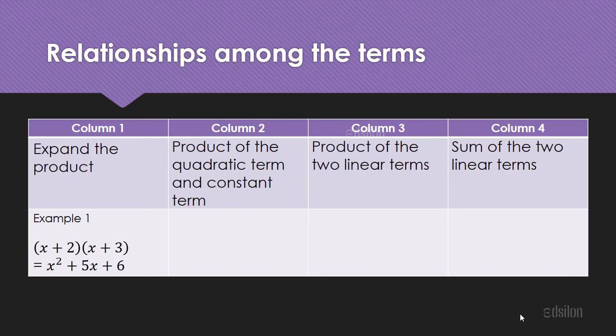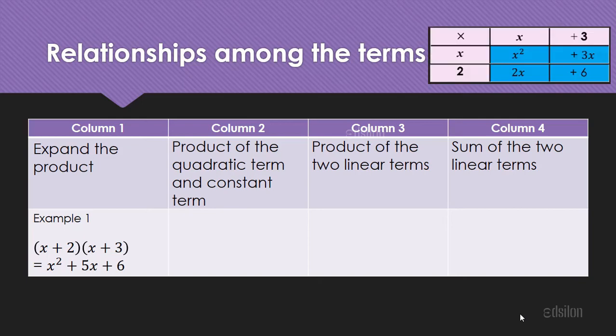Take the product of x plus 2 and x plus 3. We know the expansion gives the result x squared plus 5x plus 6. Here is the multiplication frame. The quadratic term is x squared and the constant term is plus 6. So in column 2, which asks for the product of these two terms, we write x squared times 6 equals 6x squared. Next, the two linear terms are 3x and 2x.